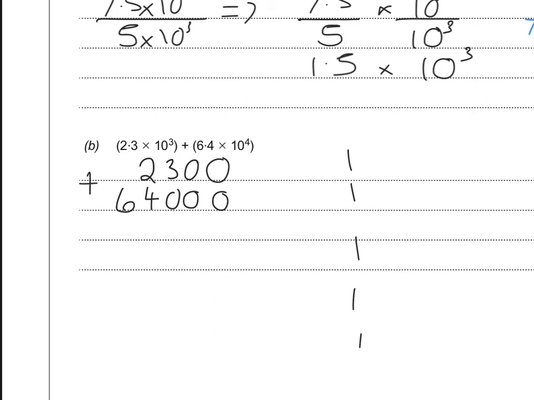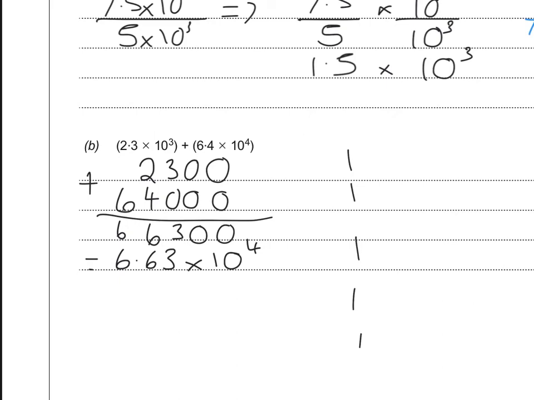And I then add these values together. So 0, 0, 3, 6, 6. And then converting this back into standard form, I get 6.63 times 10 to the power of 4.